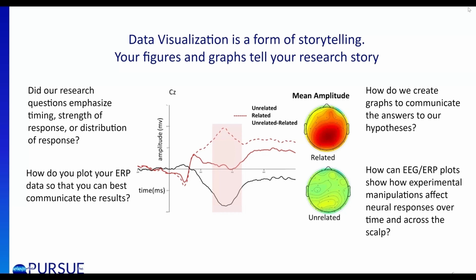When researching ERPs, a good question to ask yourself is, did our research questions emphasize timing, strength of response, or distribution of response? To help answer research questions, you should ask yourself, how do we create graphs to communicate answers to our hypotheses? When thinking about creating visualized ERP data, some questions you might want to ask yourself are, how do you plot your ERP data so that you can best communicate the results? Or how can EEG/ERP plots show how experimental manipulations affect neural responses over time and across the scalp?